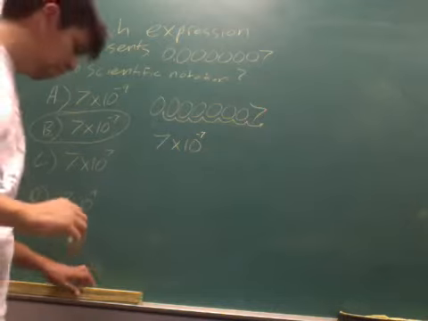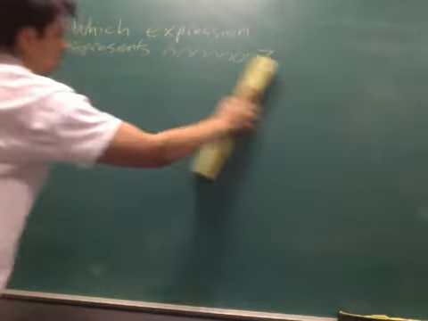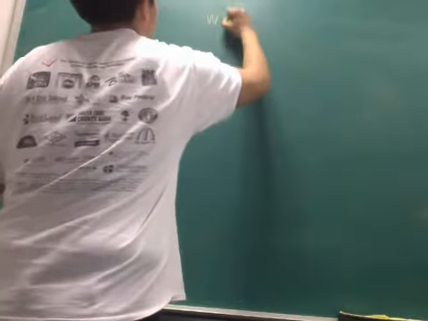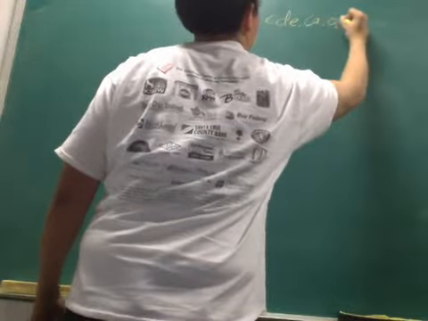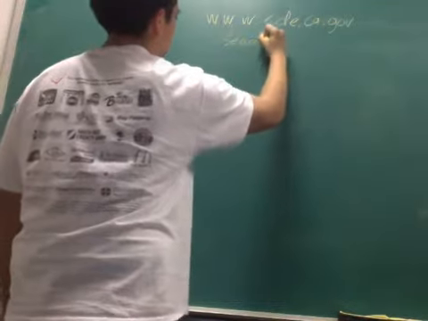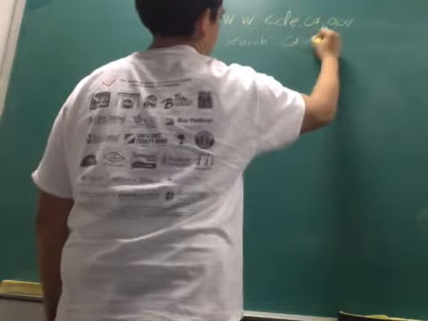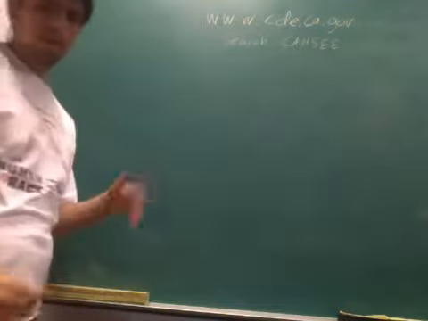Okay. We're going to move on from scientific notation, and we're going to do a word problem. So again, go to that website I told you about. It's www.cde.ca.gov. And then you can search for something. There's a place where you can search and just type in CAHSEE. And then there will be something like practice problems or something like that. And you should do them.